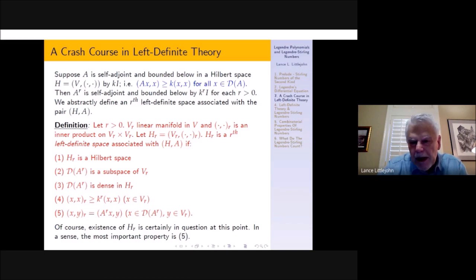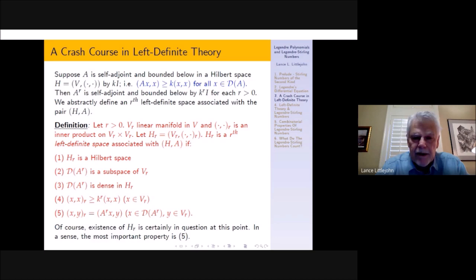It's not really important to do that for this talk, but if I was to give a long talk on left definite theory, it's very important to distinguish between H and the underlying vector space, okay? And I can explain that later if somebody wants me to. Okay, so we're going to suppose that A is bounded below by K times the identity operator.